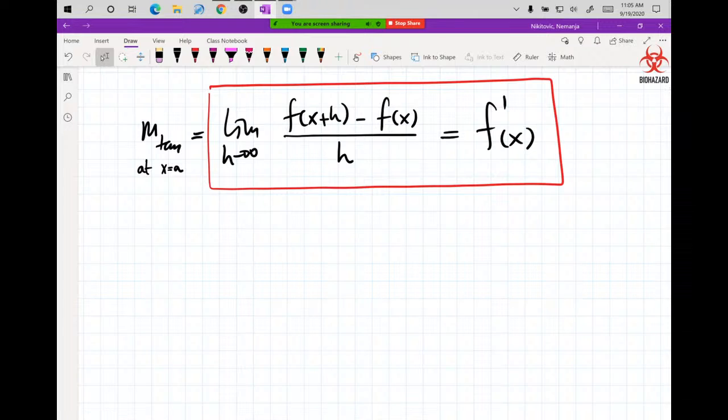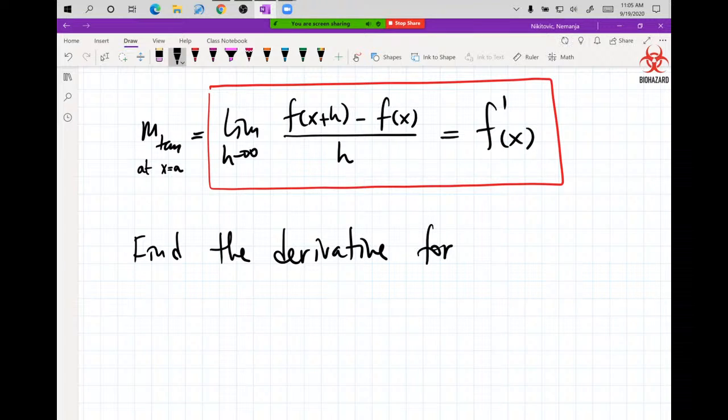We know how to compute. Maybe we can do another example just to reinforce. Let's compute. Find the derivative for, let's go, f of x equals square root of x minus 3.